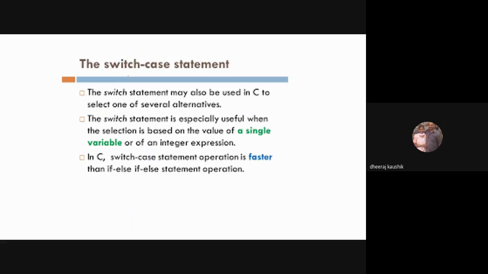This last one we'll be talking about is the most important one, as the practicals today would be based on this switch case statement. The switch statement may also be used in C to select one of several alternatives. The switch statement is especially useful when the selection is based on the value of a single variable or an integer expression. In C, a switch case statement operation is faster than an if else or else if ladder statement operation.